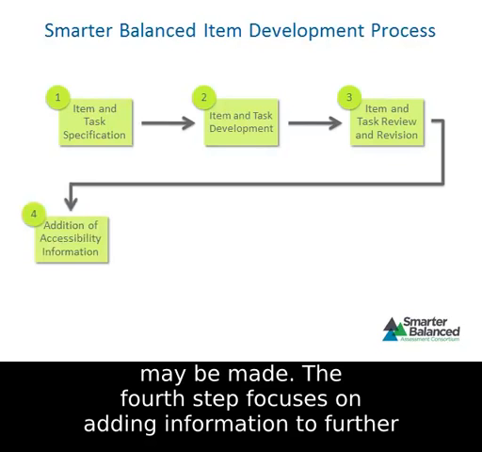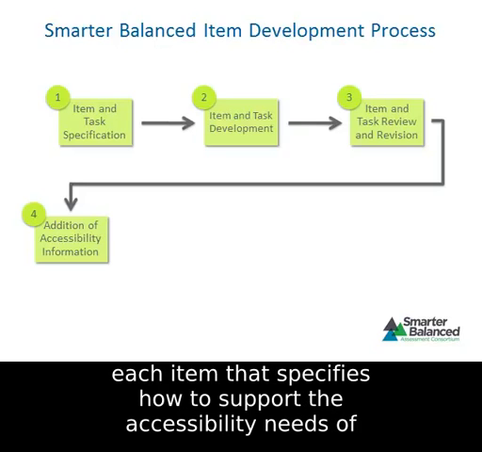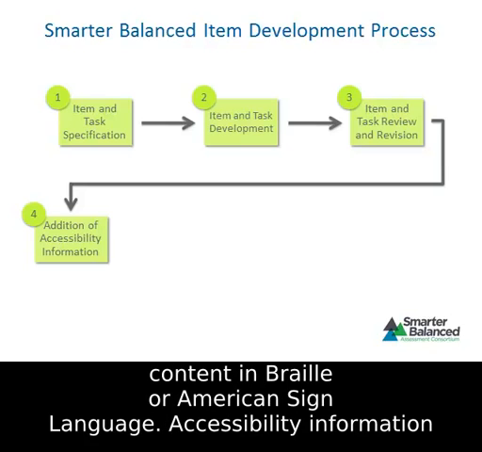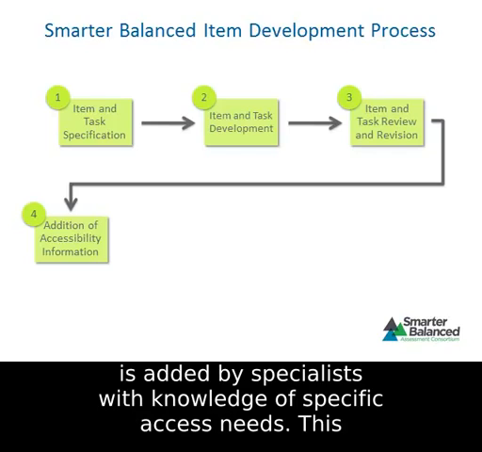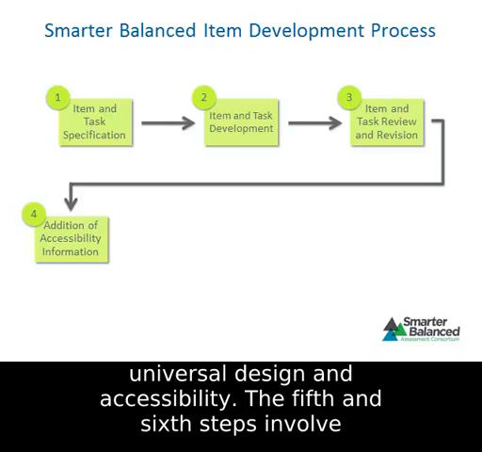The fourth step focuses on adding information to further enhance the accessibility of items. In this step, information is added to each item that specifies how to support the accessibility needs of students, including how content is to be read aloud or how to present content in Braille or American Sign Language. Accessibility information is added by specialists with knowledge of specific access needs. This work will be described in greater detail in the module that focuses on universal design and accessibility.